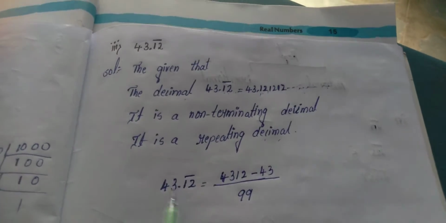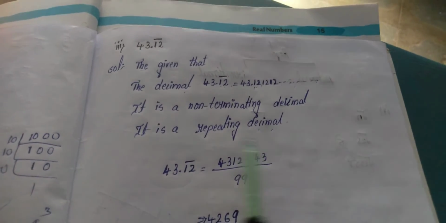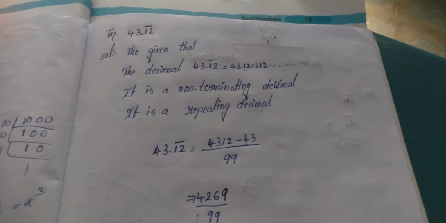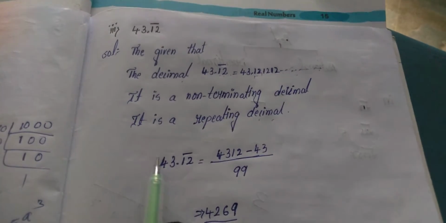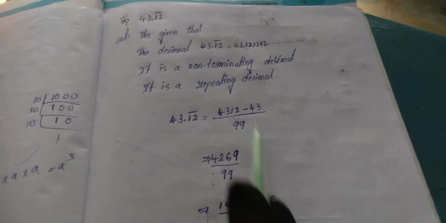What do we have to do? We have to convert it first. Is it clear up to that, ma'am? After writing, what do we have to find? We have to convert it into the P by Q form. What we have to do is convert 43.12 with a bar into P by Q form. It is a process to convert the decimal number into the P by Q form. Okay.